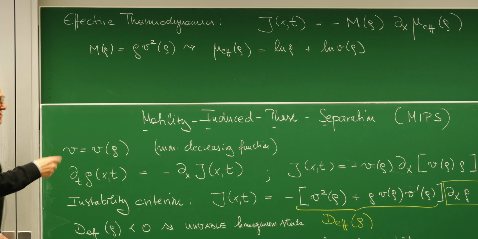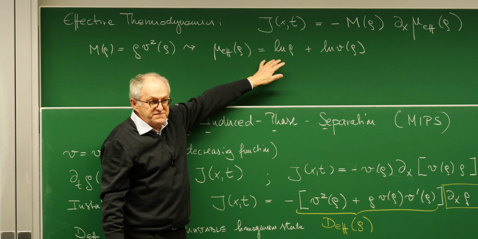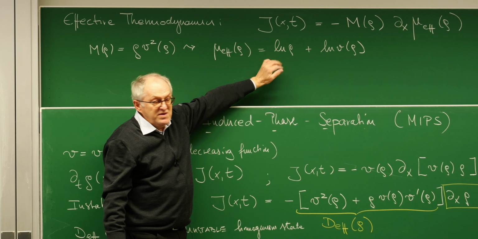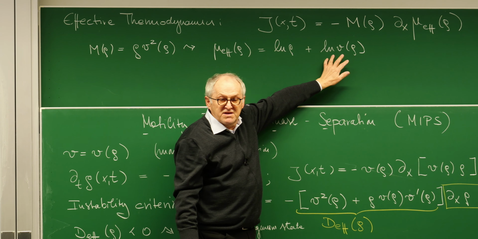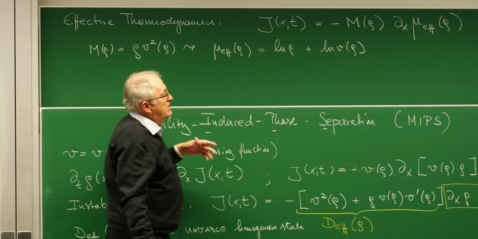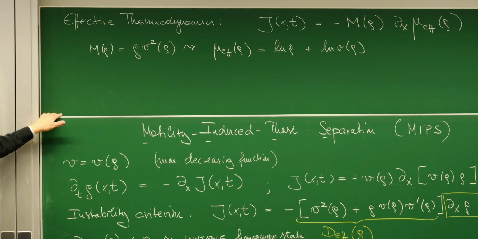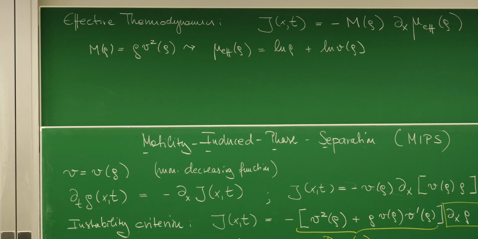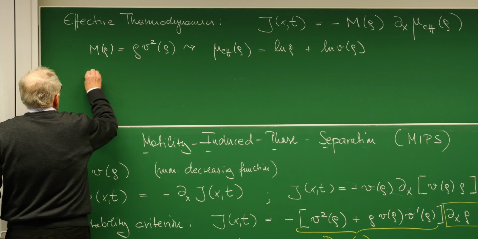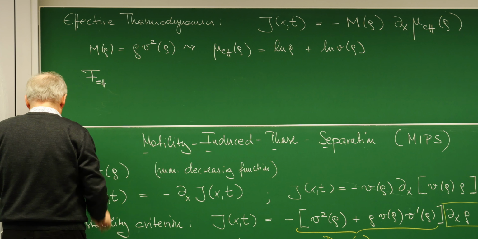Now, what's the interpretation of those terms? This is some kind of mobility. It depends on rho. Okay, let's put this aside for a moment. How would you read this? What's that? Exactly, that's an entropy term. And this one is then an interaction term. And that interaction term emerges because your velocity has a dependence on density. So, can we write this in terms of an effective free energy functional?